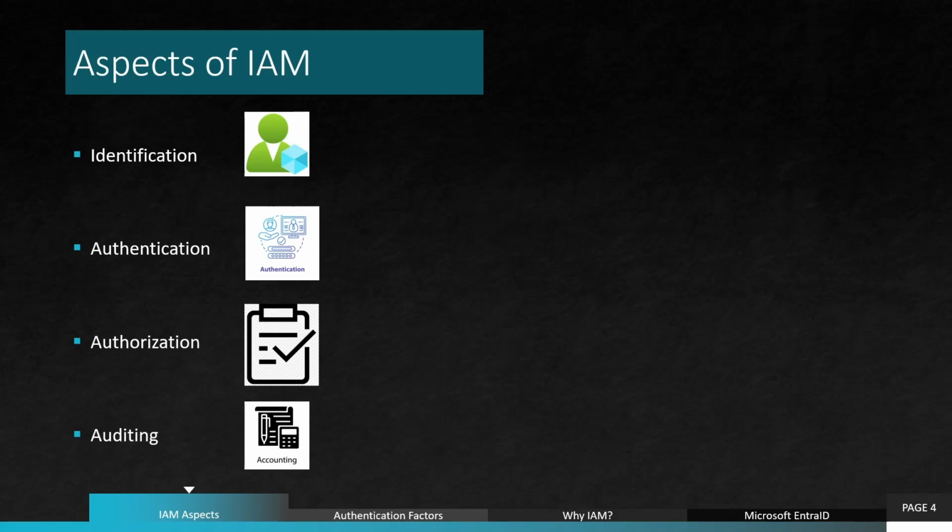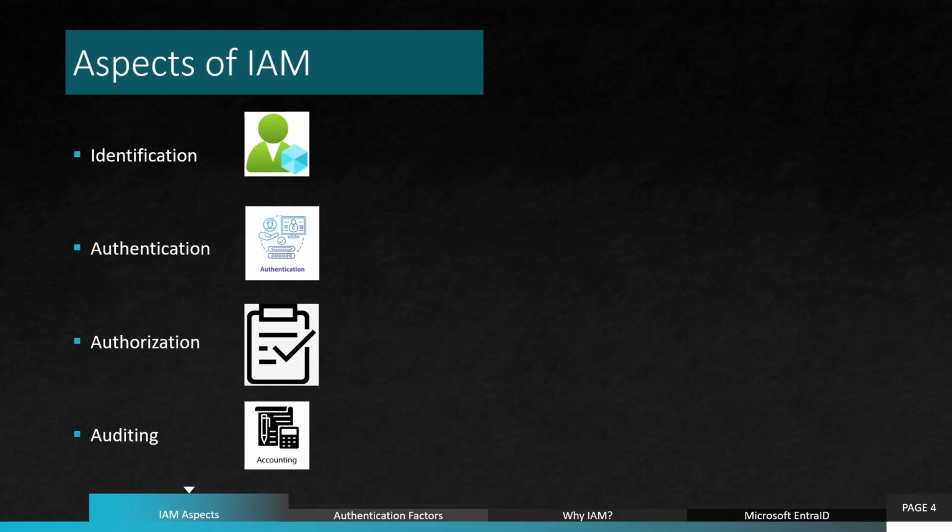So moving on, let's look at the different aspects of IAM. Well, IAM consists of four aspects, namely identification, authentication, authorization, and accounting. We'll start with the first one, which is identification. Now, identification is the process of verifying the identity of the user or a device that requests access to a resource or a service. It can be done by using various methods such as usernames, passwords, certificates, tokens, or biometrics.